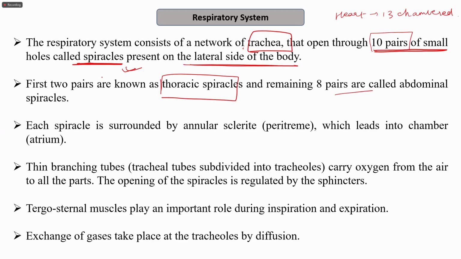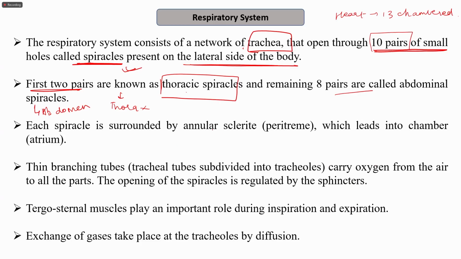So the pairs which are present in the thoracic region are called thoracic spiracles. The first 2 pairs are present in the thoracic region, the thorax, while the remaining 8 are present in the abdominal region, and therefore they are called the abdominal spiracles. Each spiracle is surrounded by an annular sclerite. We know that sclerites are hardened structures.